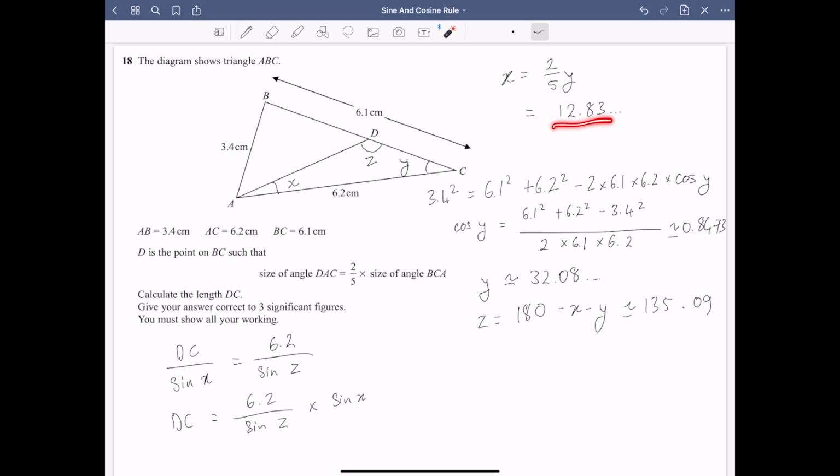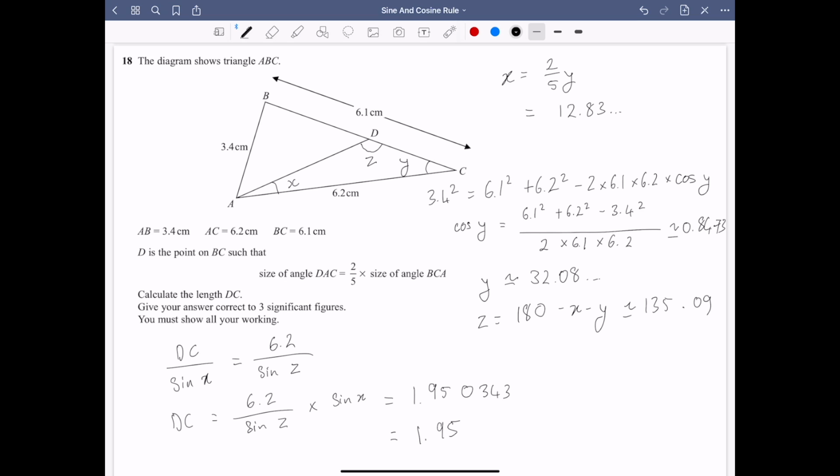And we've got x is 12.83, and we've got z 135.09. So we put that into our calculator, and we get that DC is roughly equal to 1.950343. And then to three significant figures, it's just 1.95. Okay? Pretty straightforward, so long as you know the sine and the cosine rule.